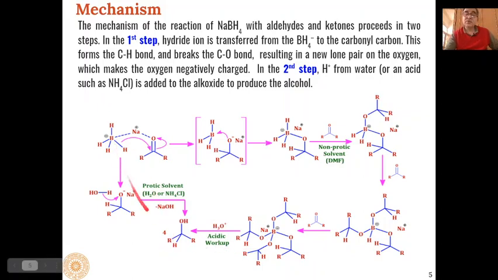So the final product in both the cases is the same, but the mechanism involved in case of non-protic solvent or protic solvent is different. In case of sodium borohydride reduction, this process is more efficient and less time consuming as compared to non-protic solvent. But in case of reduction of some complex molecules, we require non-protic solvent which boils at high temperature.